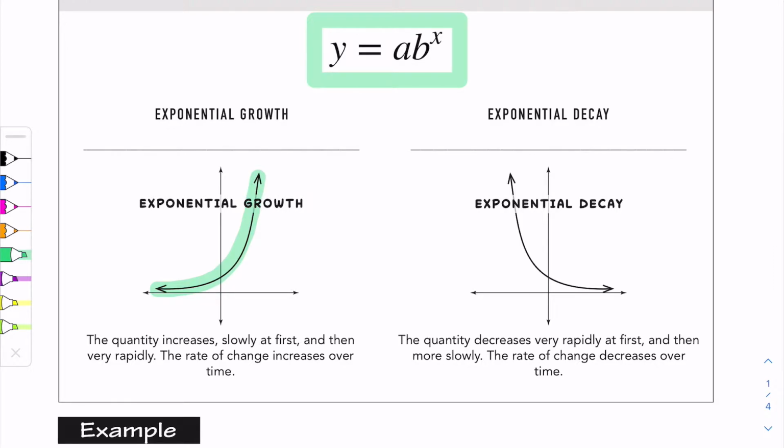Exponential growth happens when your a value is greater than 0. And when I'm talking about a value, we're looking at this equation. Your a value is greater than 0, and your b value is greater than 1.